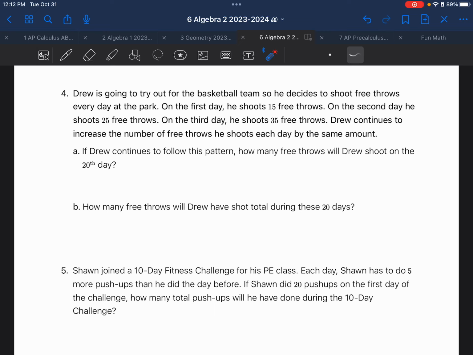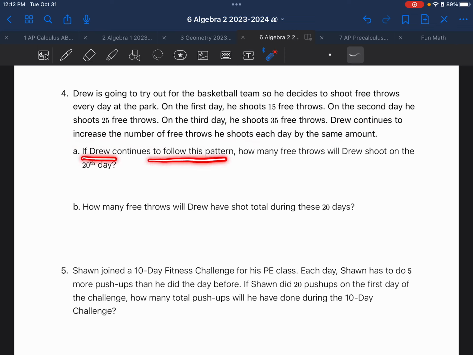On the first day, he shoots 15 free throws. On the second day, he shoots 25 free throws. It's increasing by 10. 15 and 25 is 10. On the third day, he shoots 35. An additional 10 from 25. 10 more each day. Drew continues to increase the number of free throws he shoots each day by the same amount, which that same amount is 10, we already know.